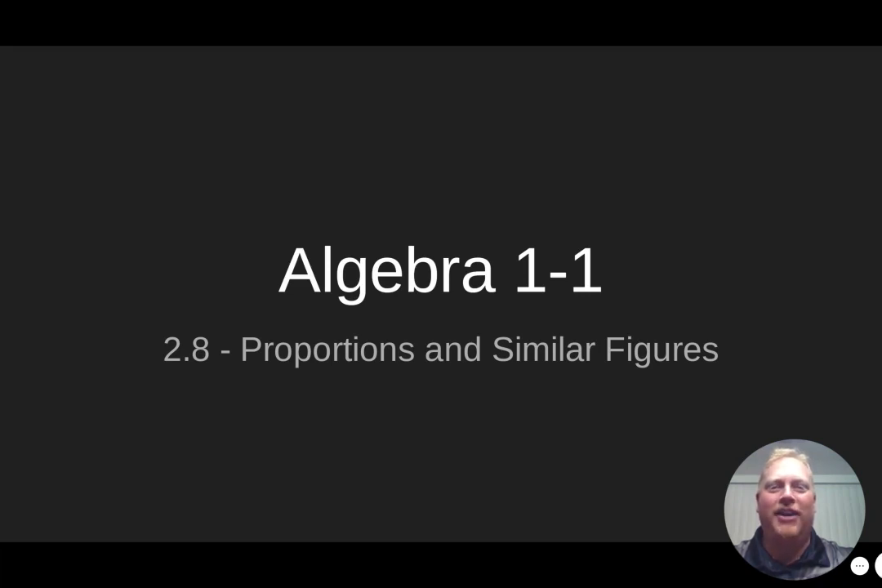Hey everybody, welcome to Algebra, Section 2.8, Proportions and Similar Figures. So in our last lesson we talked about proportions, and what we're going to do is use the idea of proportions to solve some mysteries concerning geometric figures and similar shapes.